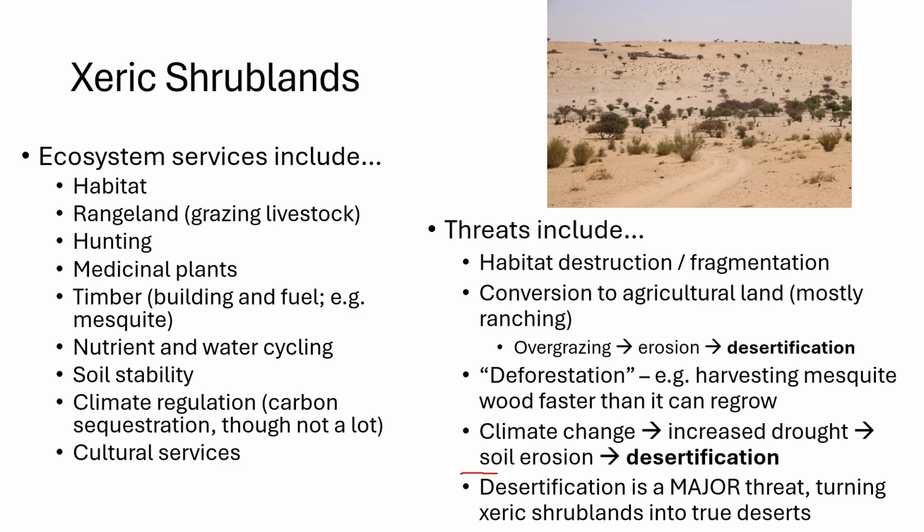Desertification, turning it into a true desert, kind of going from these shrubs. You can imagine in this image, the shrubs disappearing because people either cut them down or animals graze on them too heavily. And then it's nothing but sand and some isolated plants, true desert.